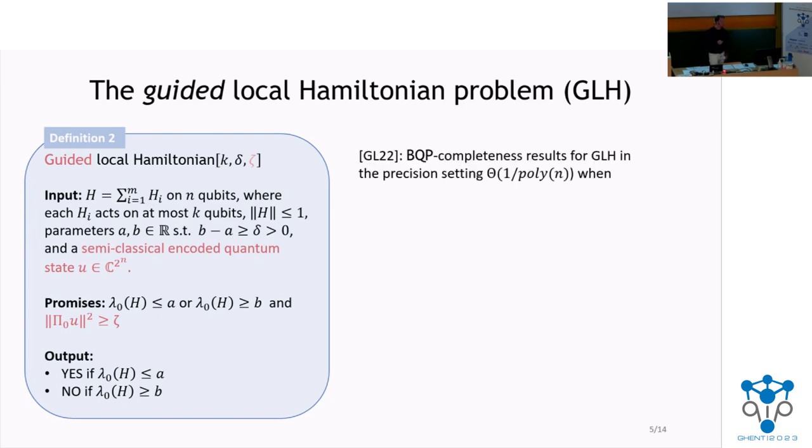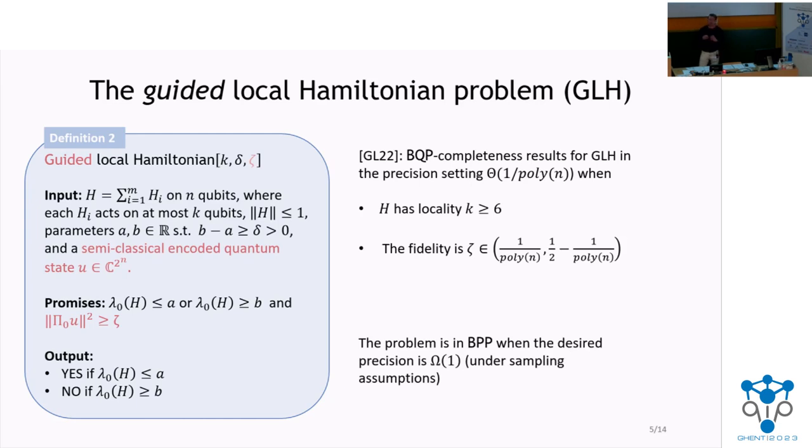And what they showed in their work was that you have BQP-completeness results for the guided local Hamiltonian problem in the precision setting of delta some inverse polynomial, when the locality of the Hamiltonian is greater or equal to 6, and the fidelity zeta is 1 over poly, or at most inverse polynomially close to a half. And they also showed some classical containment result. In fact, under L2 norm sampling assumptions on this guiding state, you can show that the problem is in BPP, so classically solvable. So the precision really plays an important role in the complexity of the problem.